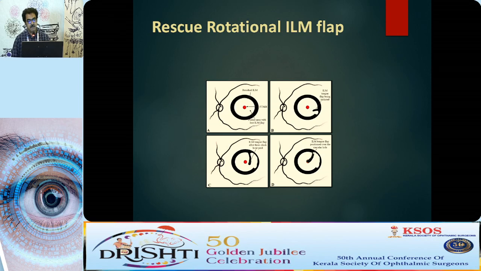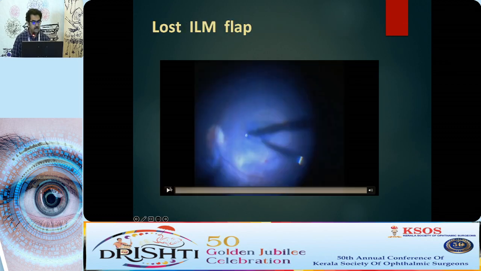This is the whole thing. The peel, lost flap, the macular hole, and the green thing is the remaining internal limiting membrane. So I took a peel from the edge and I stuffed it in the fovea center. This happened at the moment. I never thought about this. I was pushed to the wall, and instantly I thought I should do this, and I did this. I'll just show you a video of how I did this.